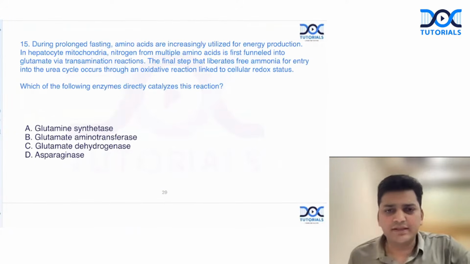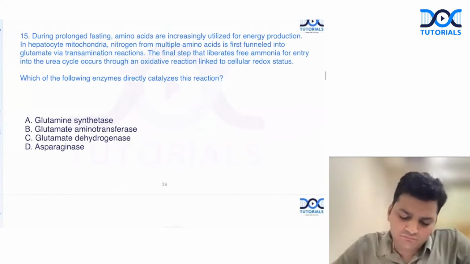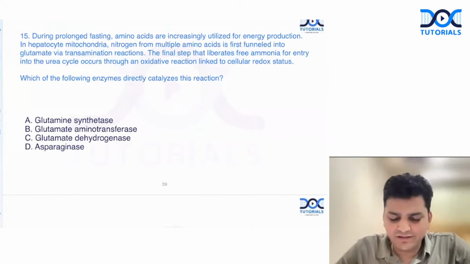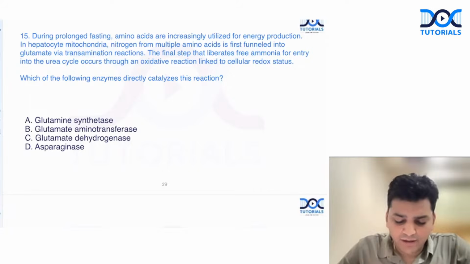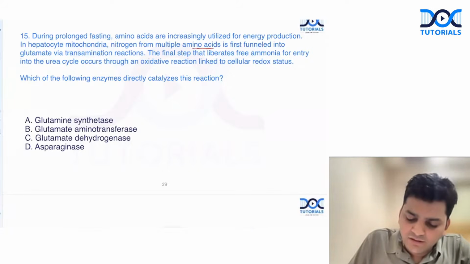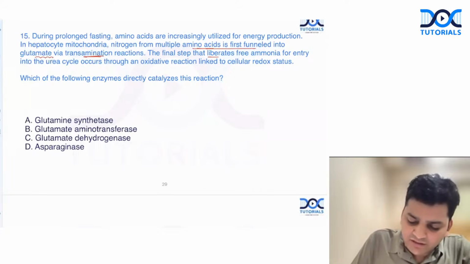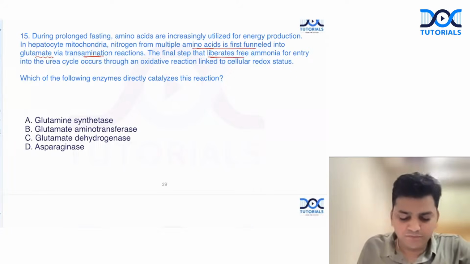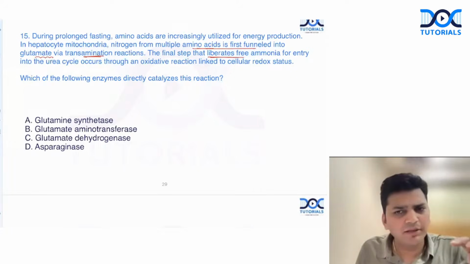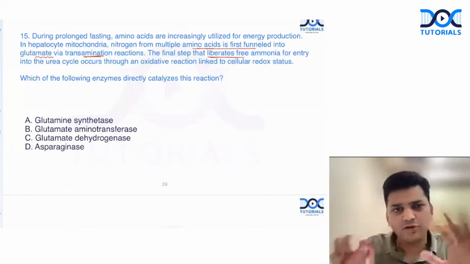Which of the following enzymes directly catalyzes the reaction? Now, during prolonged fasting, amino acids are increasingly utilized for energy production. In the hepatocyte mitochondria, the nitrogen from multiple amino acids is first funneled into glutamate via transamination reaction, and the final step will liberate the free ammonia to enter the urea cycle. Now, what is the meaning of these lines? Let me draw a simple diagram for you.